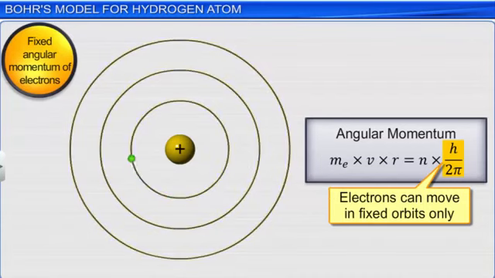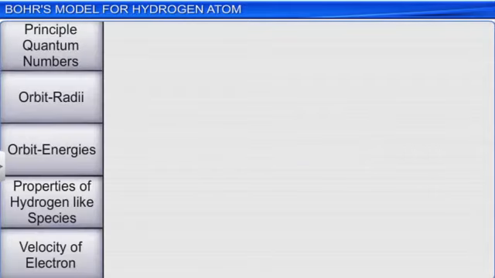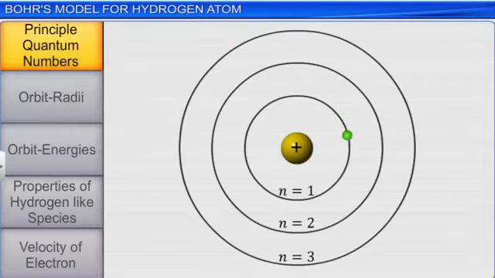Let us now get into more details of Bohr's theory of hydrogen atom. According to Bohr's theory, the stationary states for electron are numbered n is equal to 1, 2, 3, and so on. These integral numbers are called principal quantum numbers.